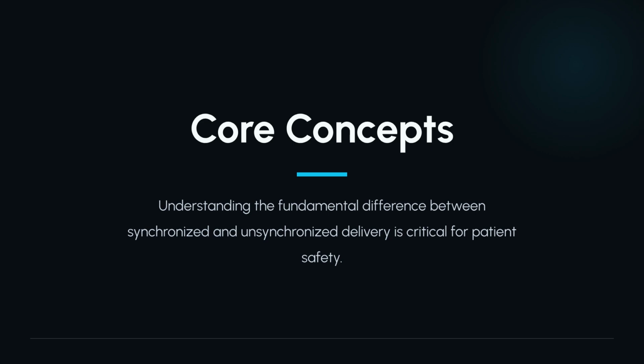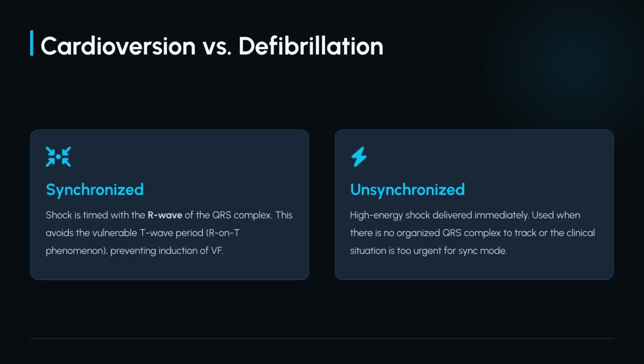For patient safety, it is critical to understand the fundamental difference between synchronized and unsynchronized electrical delivery. Cardioversion is synchronized, timing the shock with the R wave to avoid inducing ventricular fibrillation. Defibrillation is unsynchronized, delivering a high-energy shock immediately, used when no organized QRS complex is present or in urgent clinical situations.